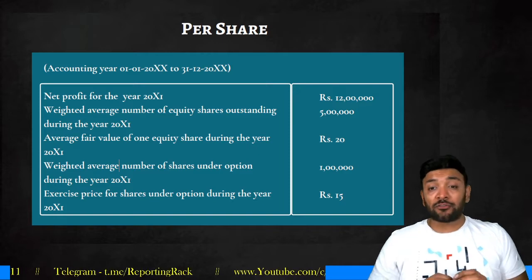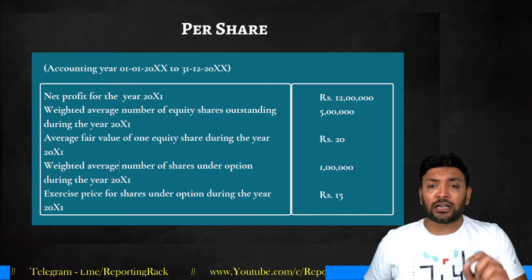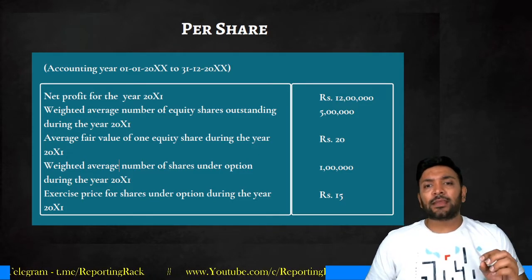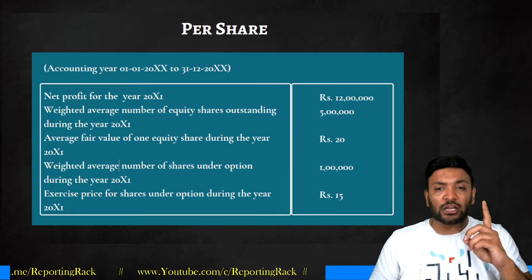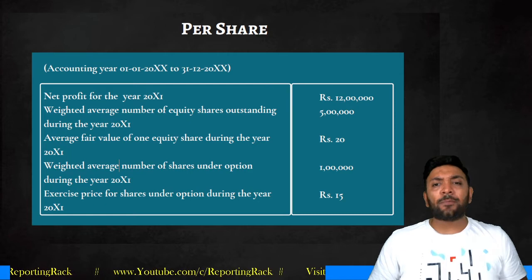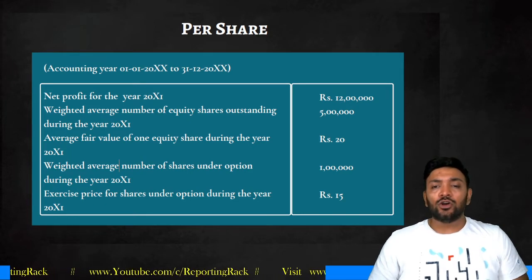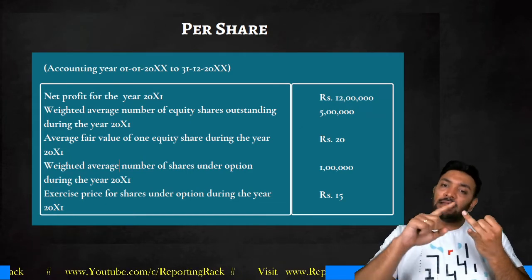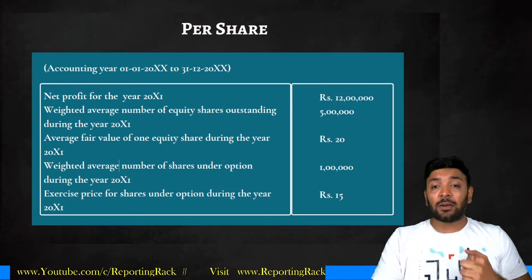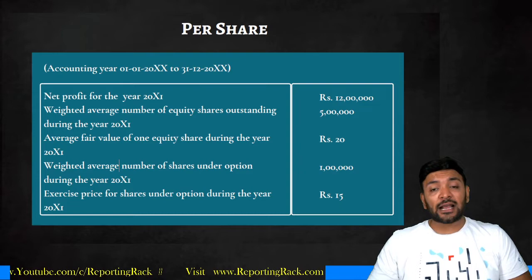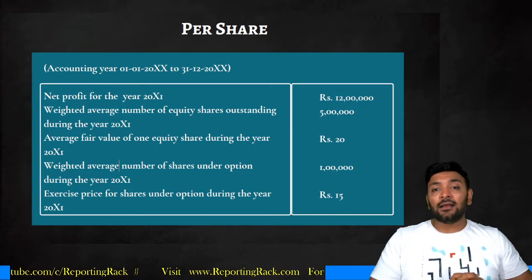So moving forward from here is a very, very important concept. Now, what if an enterprise does not have just one potential equity share, but multiple potential equity shares with them? So they have options, there are convertible debentures, there are convertible preferences. Now, you people are surprised. Can there be an enterprise like that?